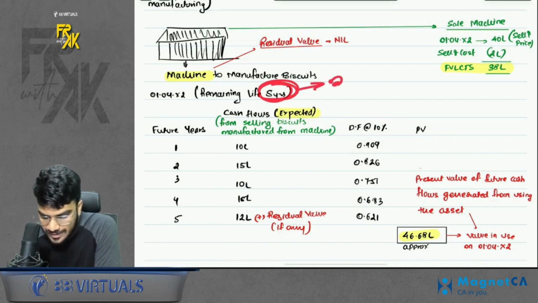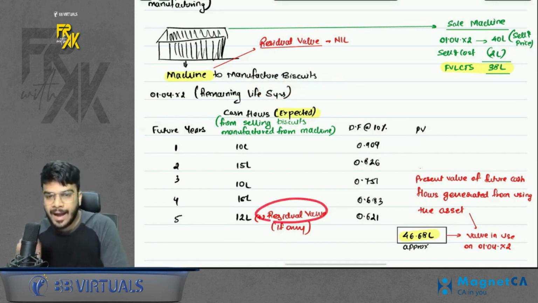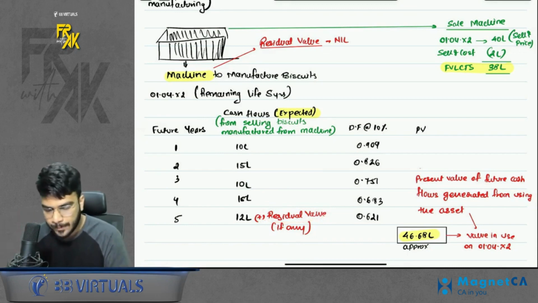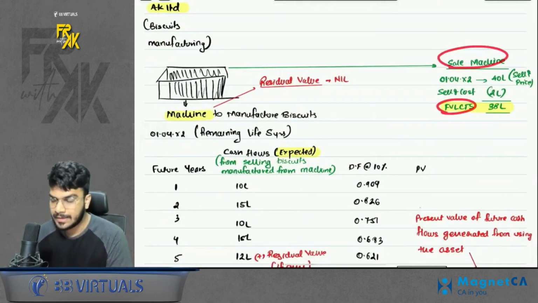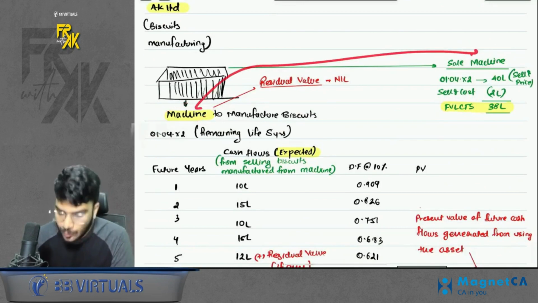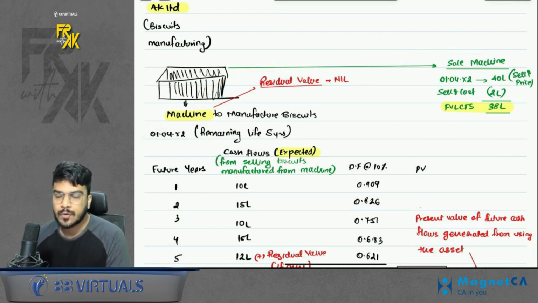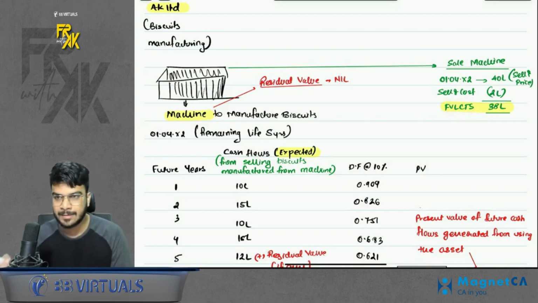At the end of 5 years, I will sell the asset. First, the residual value: you have to add that residual value in the last year's cash flow as well. This is known as value in use. Then what is FVLCTS? If you are going to sell this machine immediately, what value will you realize on immediately selling the asset? That net selling price, selling price minus cost to sell, is known as FVLCTS.